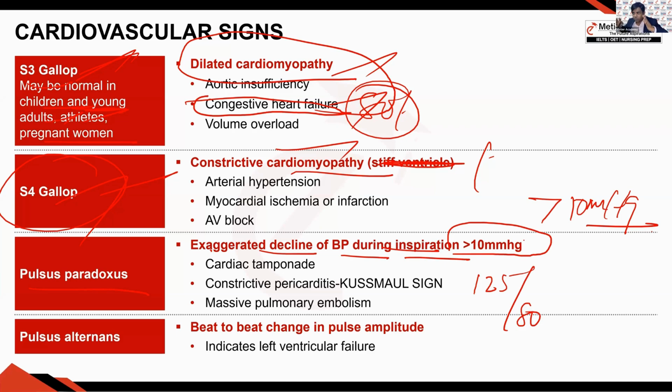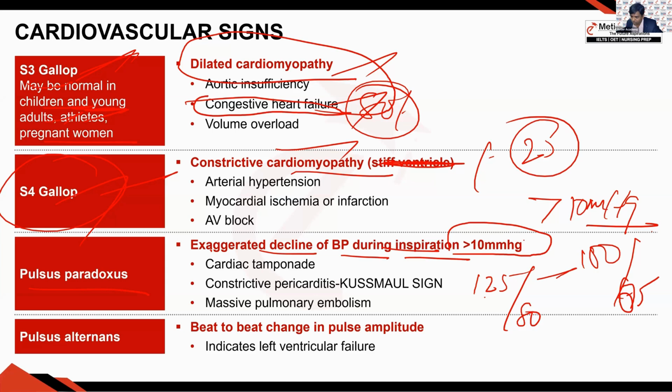I am informing the patient to take a deep breath in inspiration. Then I am checking the BP. BP is around 100 by 70 or 65. See the difference? 125 minus 100, 25. Or you can see 80 to 65, 15. But here, exaggerated decline of systolic BP greater than 10 mm of Hg is always considered pulsus paradoxus.